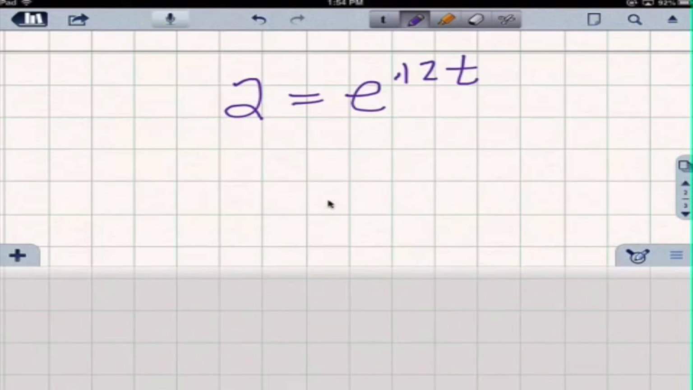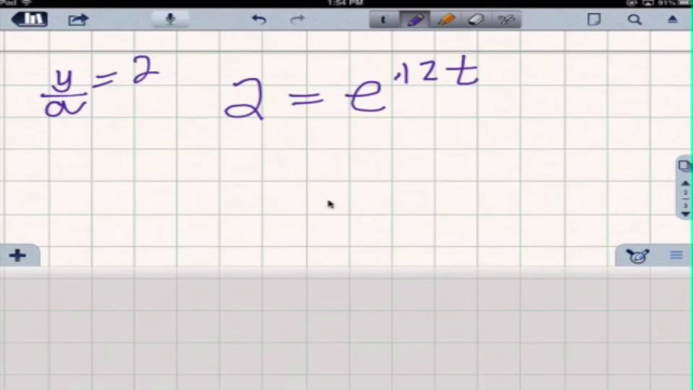Because if something's doubling, the amount divided by the initial will be equal to 2. If it says it's tripling, I would divide it, and it would be equal to 3. If we were dealing with half-life or something like that, I would divide it and it would be 1/2 or whatever that amount is.